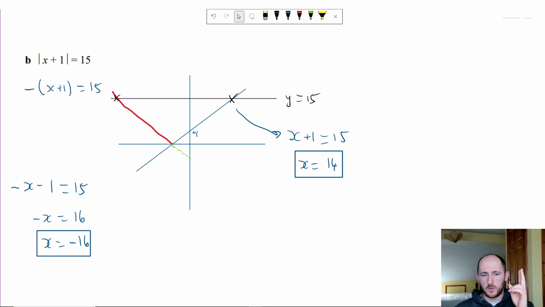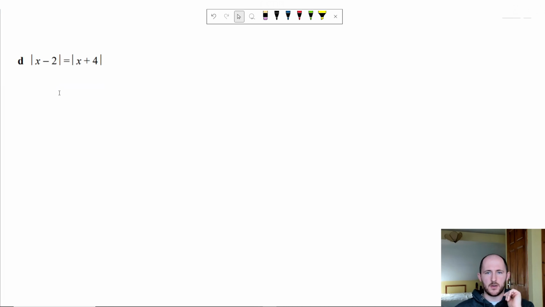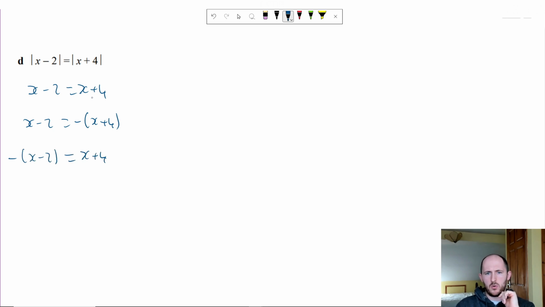But let me show you 2 questions now where you cannot just arbitrarily make things negative. So here is exactly where people make mistakes. Because here, if you do it the normal way, well, first of all, you might say x minus 2 equals x plus 4. Okay, but then which one do you make negative? So do you do x minus 2 equals minus x plus 4? Or would it be minus x minus 2 equals x plus 4? Or would it be both of them negative?